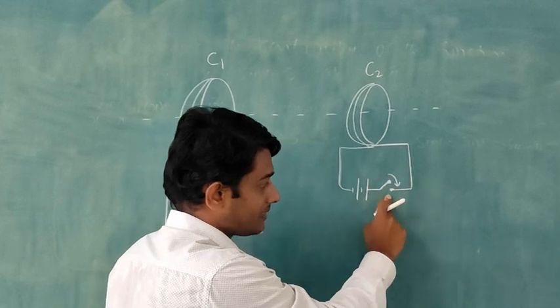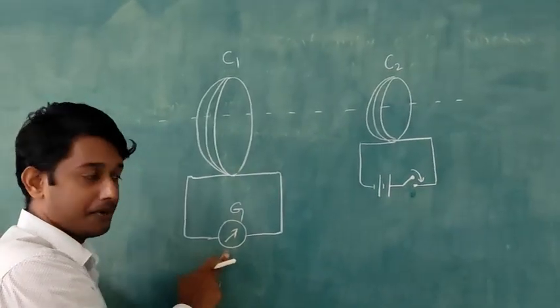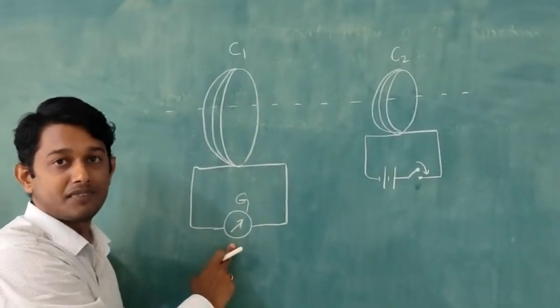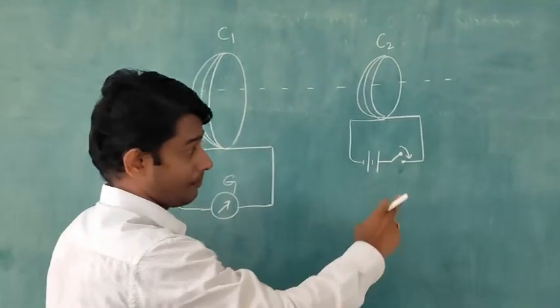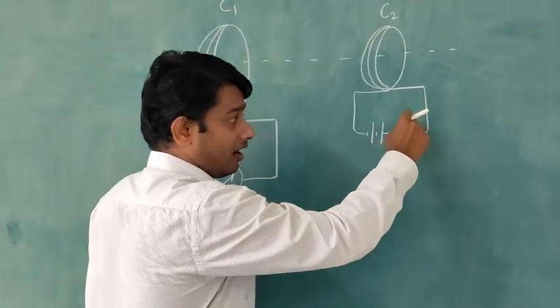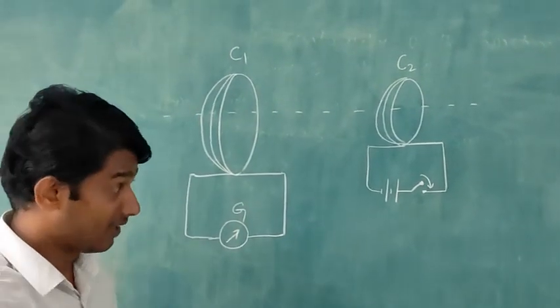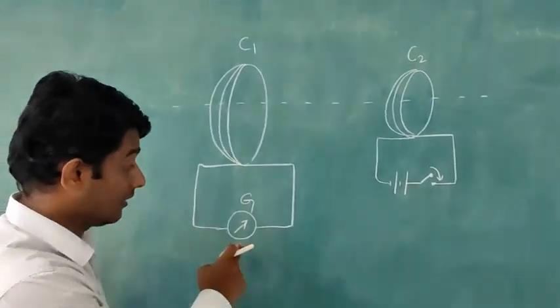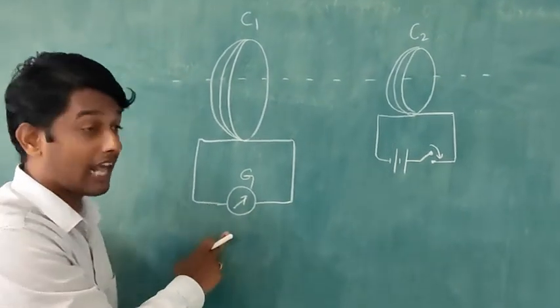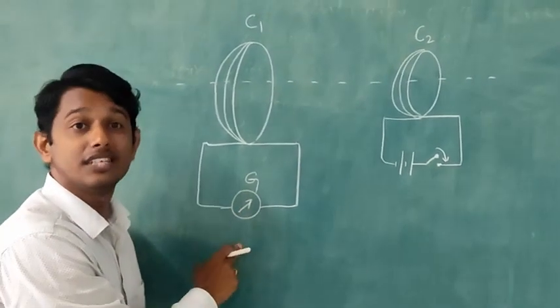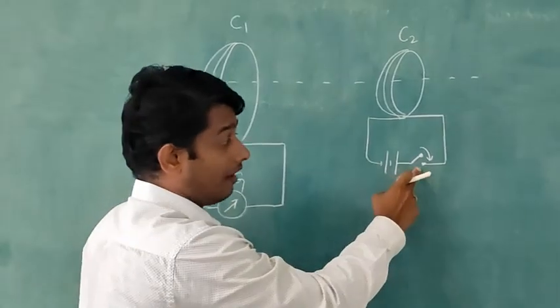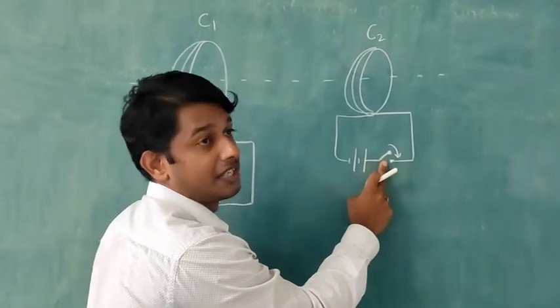As soon as he pressed the tapping key, he observed a deflection in the galvanometer. And then in the next step, he pressed and held the key here. Even after that, he didn't observe any kind of deflection in the galvanometer in the primary coil or the C1. After some time, he released the key here.